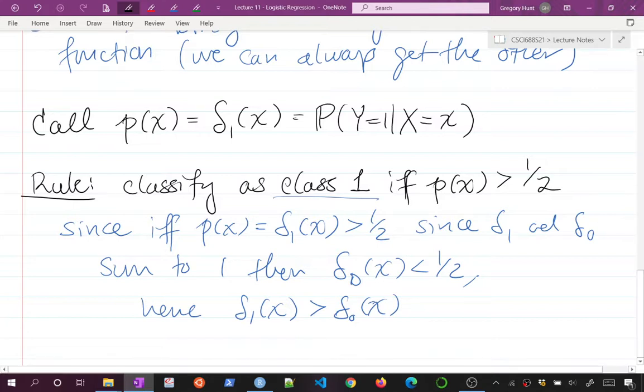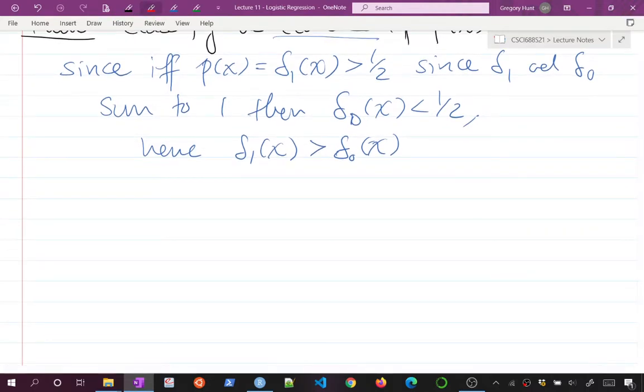So the rule is basically, we don't even need to ever reference delta 0. We can just say our rule, here's p of x, which is delta 1, and our rule is just, if it's bigger than 1/2, we classify as class 1. If it's less than 1/2, we classify as class 0. Okay.